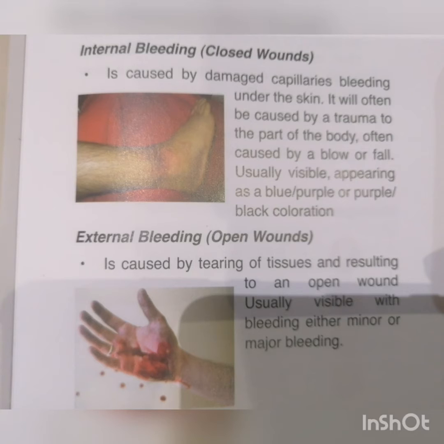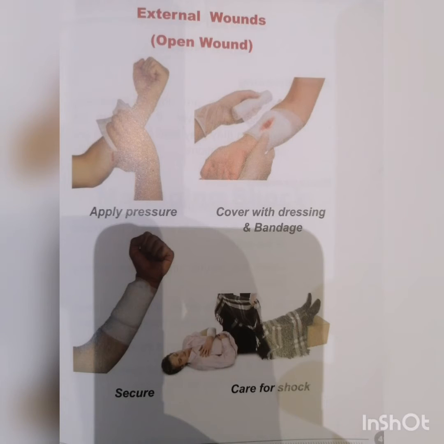External bleeding is caused by the tearing of tissue and results in an open wound, usually visible with bleeding, either minor or major bleeding. These are the types of bleeding. Then you have internal wound, right? Internal wound is a bruise or contusion, caused by damaging capillary bleeding under the skin.